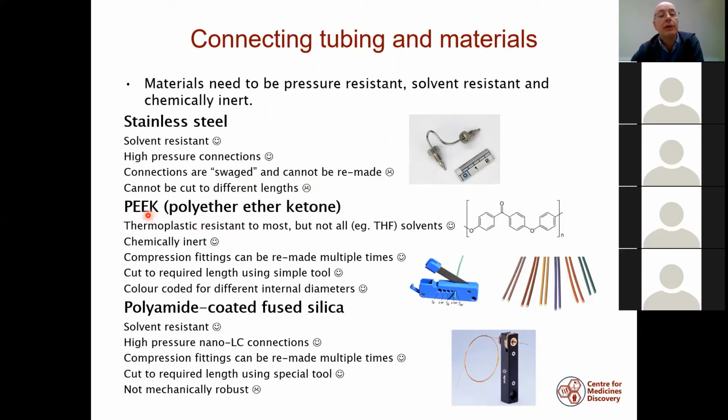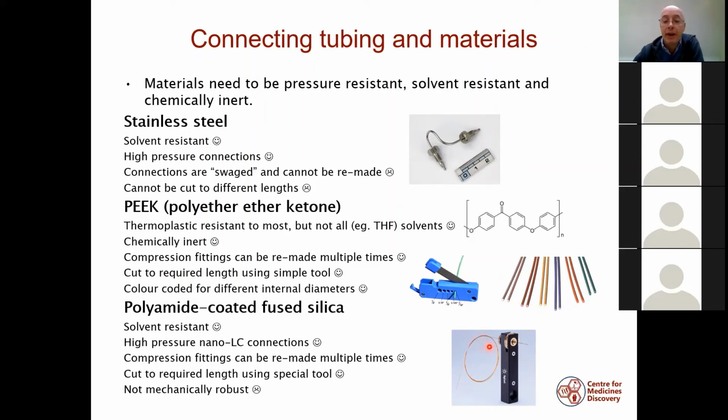Most HPLC systems don't use stainless steel these days. They use this material, which is PEEK. This is polyether ether ketone. It's a thermoplastic. It's resistant to almost all solvents. So it's chemically inert. You can put compression fittings on PEEK fittings, and you can remake them multiple times, which is very useful. It's very easy to cut, and so you can make your own tubing, and it also comes color coded because there are different diameters. That's important depending on what type of HPLC you're doing.